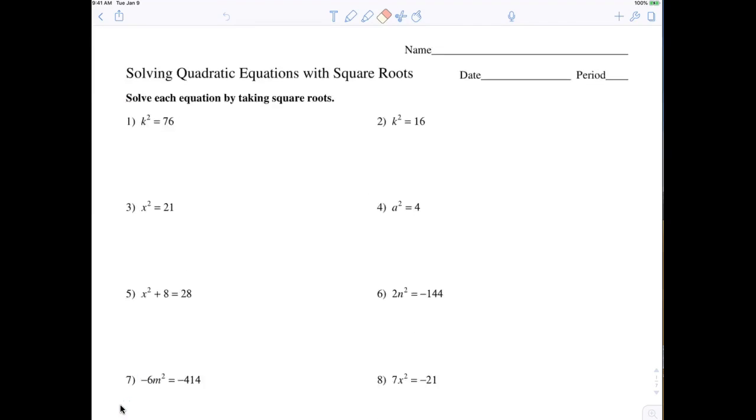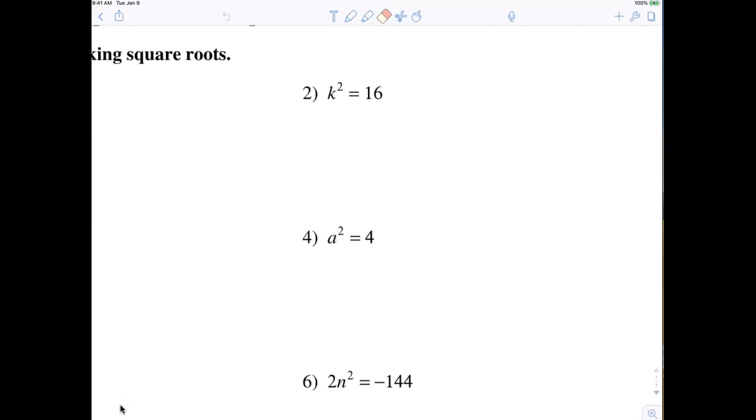Question number 2. Now, again, the first thing I need you to remember is how many solutions are there to a quadratic? 2. Very good.